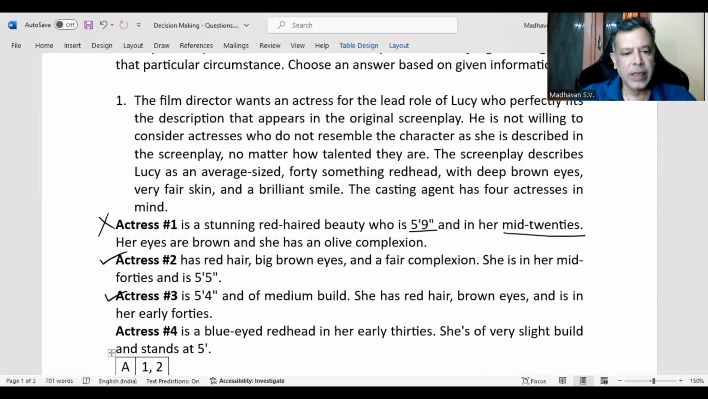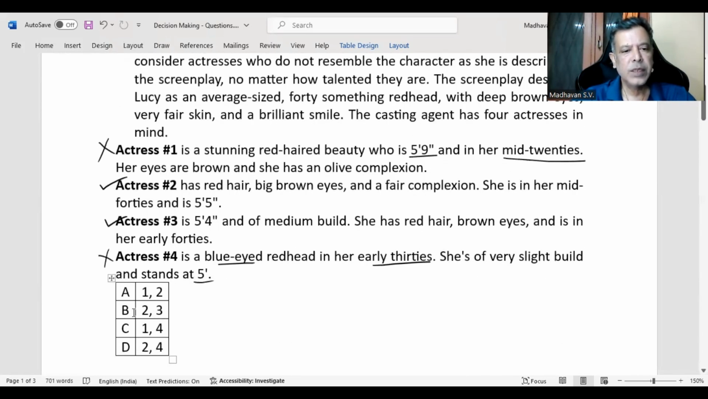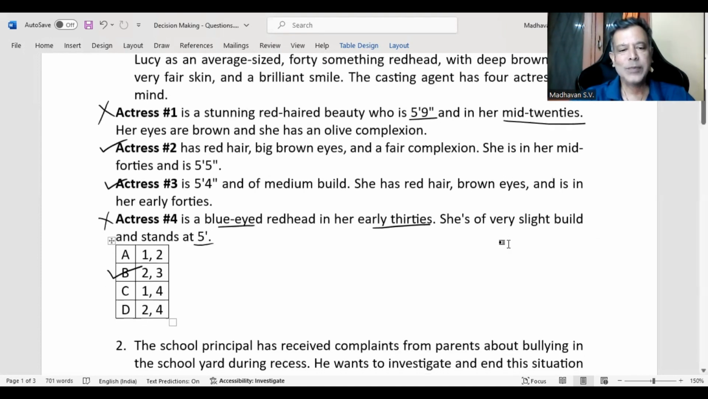Actress 4, blue-eyed, this itself is defeating, and the early 30s is also not matching, slight build, stands at a very low height. So this does not match, which means more or less 2 and 3 are matches. Now, if we look into the options, option B matches with our decision. So option B is the right option. Let us move on to the next question.